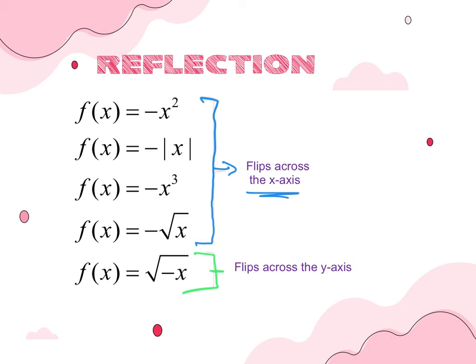But if it's outside, in front of the function, or in front of the square root, then it's a flip across x. So you're just going to memorize where all of these things are located, and then that's how you're going to know how to move the graph. So let's try some reflections.